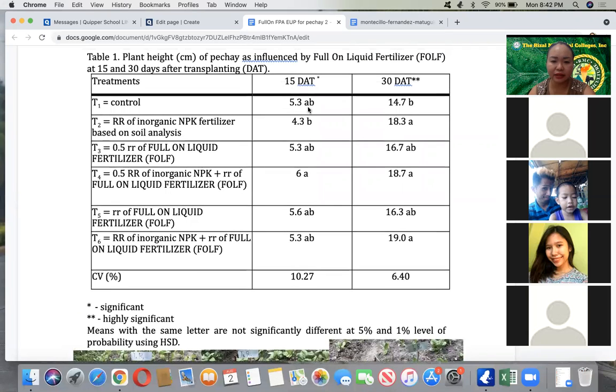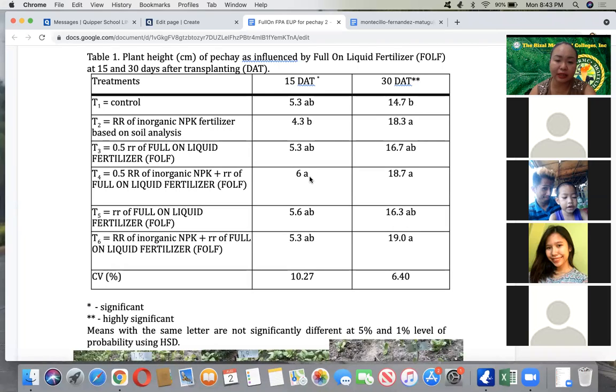The same letter, so may A, eto, may lahat ng may A, are not significantly different, meaning the same sila at 5% and 1% level of probability using an significant difference test. So these are days after transplanting as shown here. So at 15, it's only significant at 5%, and this is highly significant at 1% level.